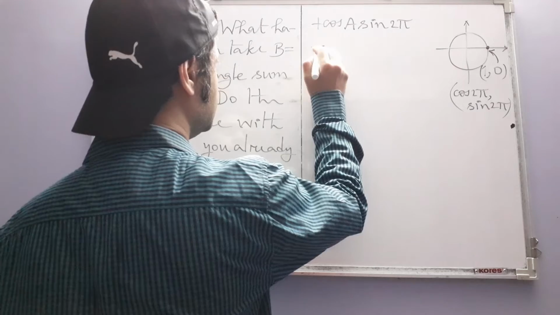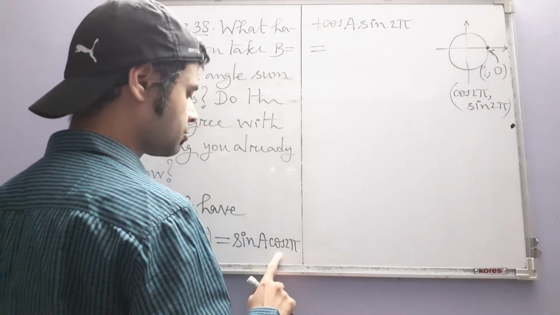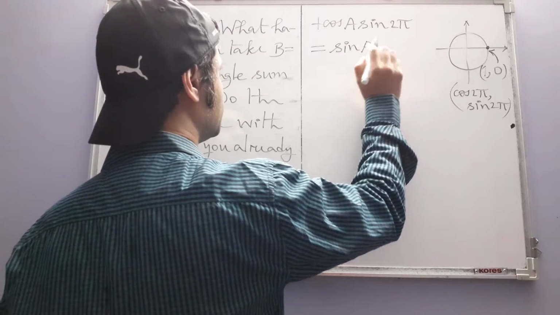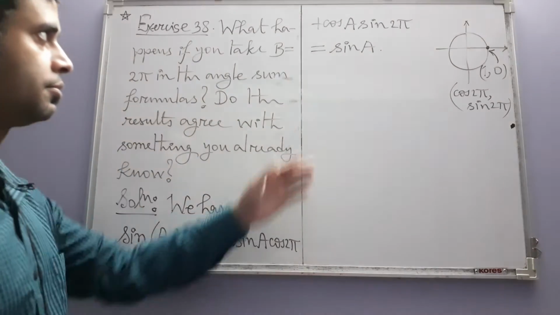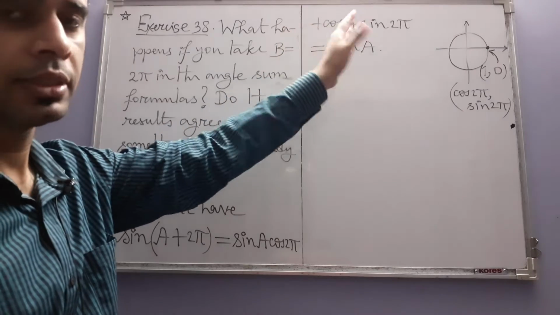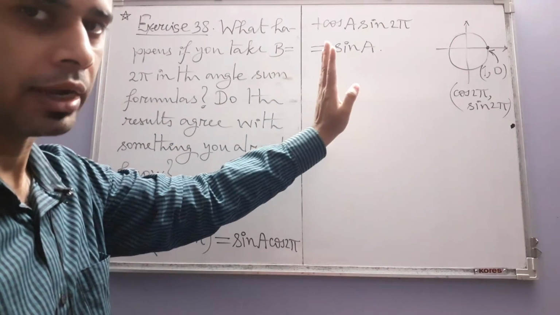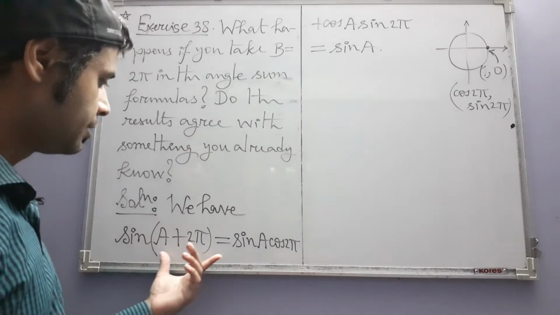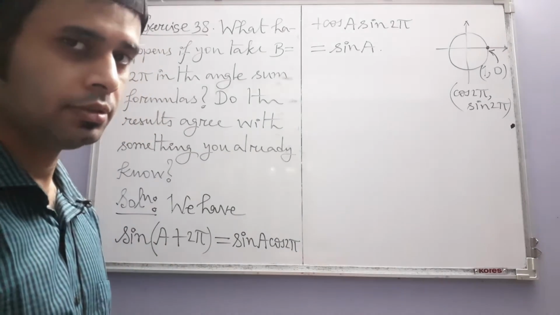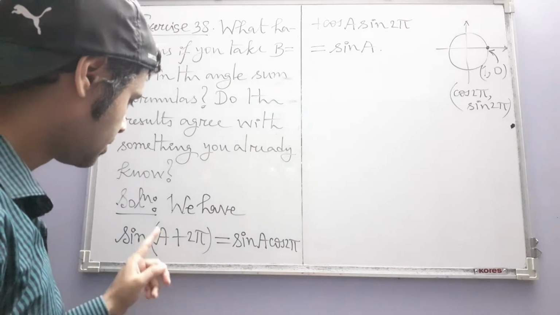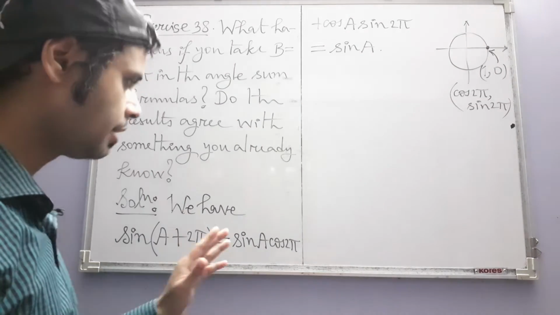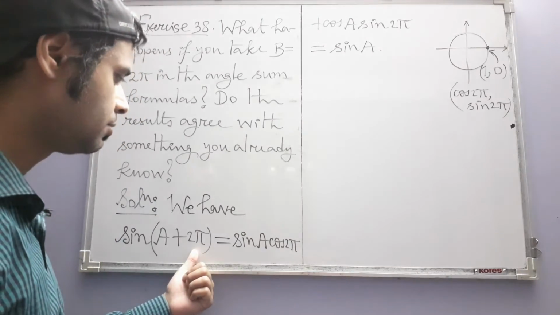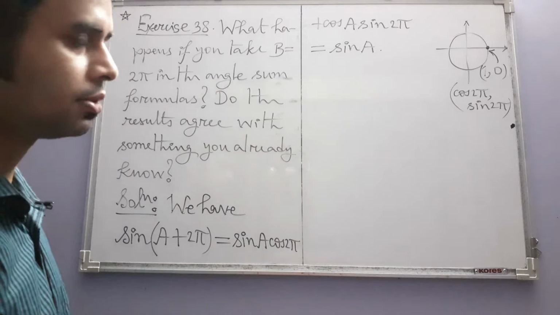So you are getting cos 2 pi is 1, so that means sin a, and sin 2 pi is 0, so this term would just simply vanish because of that 0. Now, does this remind you of something? Yes, of course, it reminds us of the fact that the sine function is a periodic function with period 2 pi. So you need to write that thing.